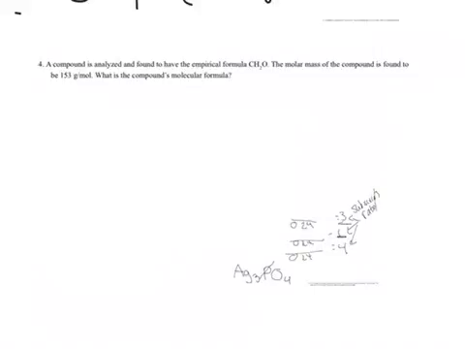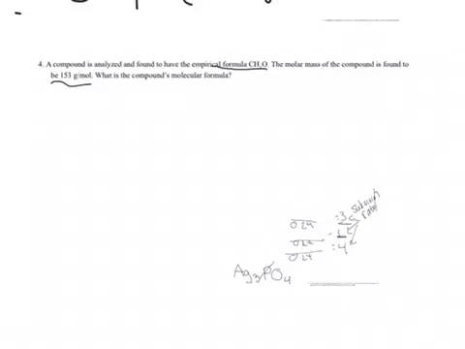Okay, so the problem that we're given here is a compound is analyzed and found to have the empirical formula of CH2O, and the molar mass of the compound is 153 grams per mole. What is the compound's molecular formula?